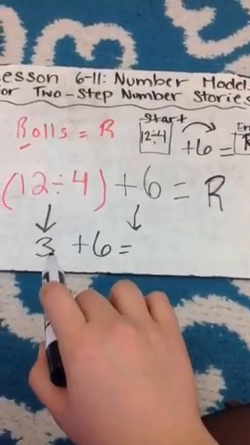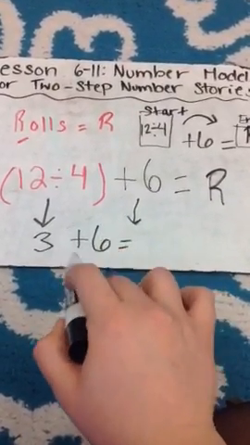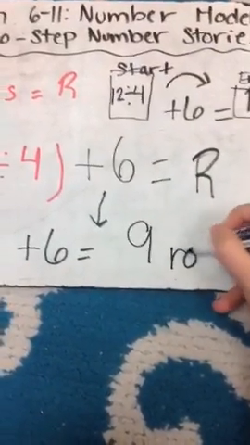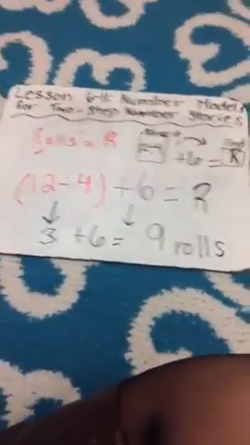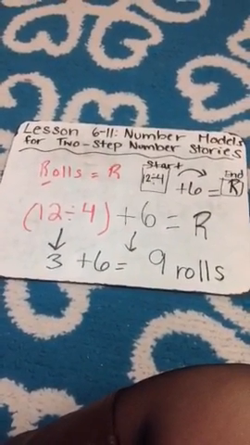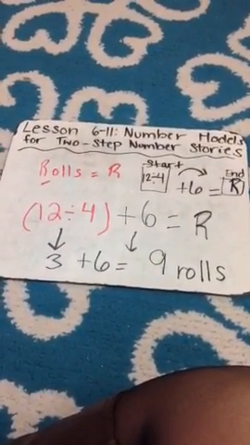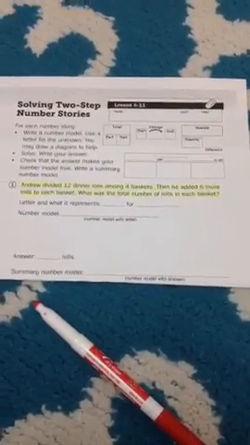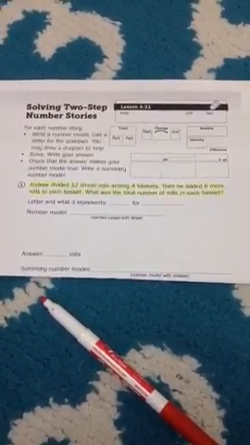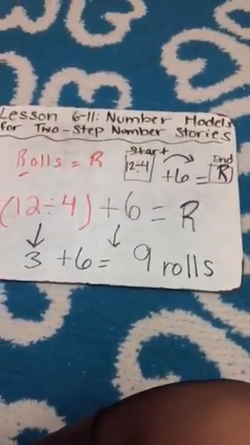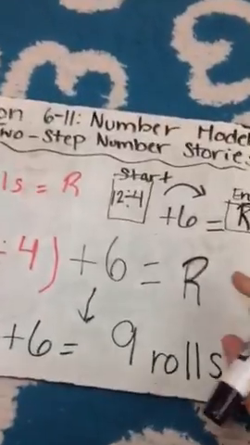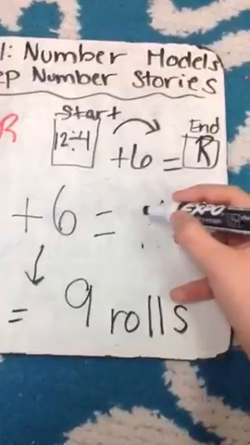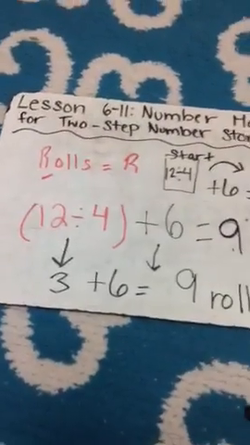So if I now take my first part, 3, add it to the second part, 3 plus 6, I get 9 rolls. I was able to solve this with a 2-step number model, a start and end display to figure out how many rolls Andrew had in each basket. So the summary number model should be 12 divided by 4 plus 6 equals, you got it, 9. There's my summary number model.